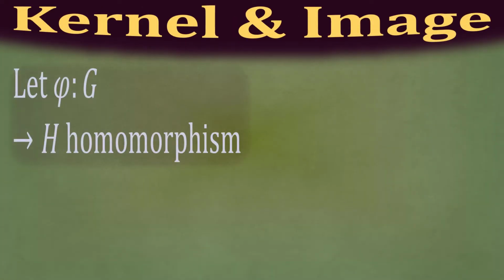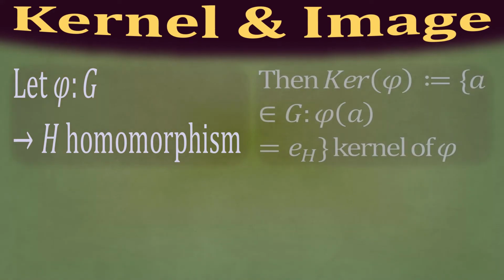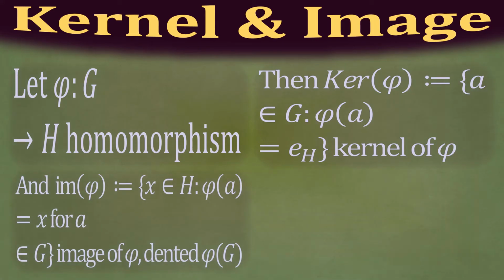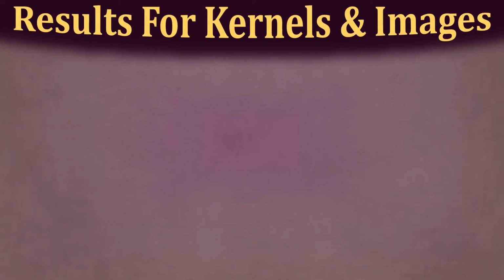Let phi from G to H be a homomorphism. Then ker phi, defined to be the set of all a in G such that phi of a is equal to the identity element in H, is the kernel of phi. And im phi, defined to be the set of all x in H such that phi of a is equal to x for some a in G, is the image of phi, which we also denote as phi of capital G. Now let's discuss some results for kernels and images.